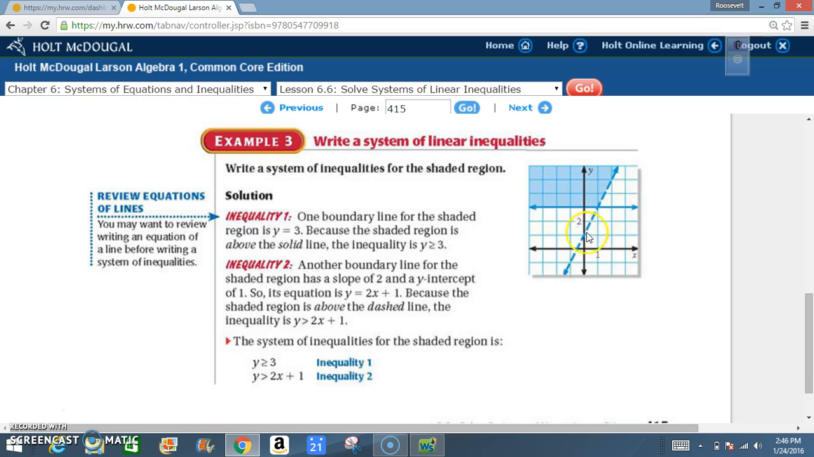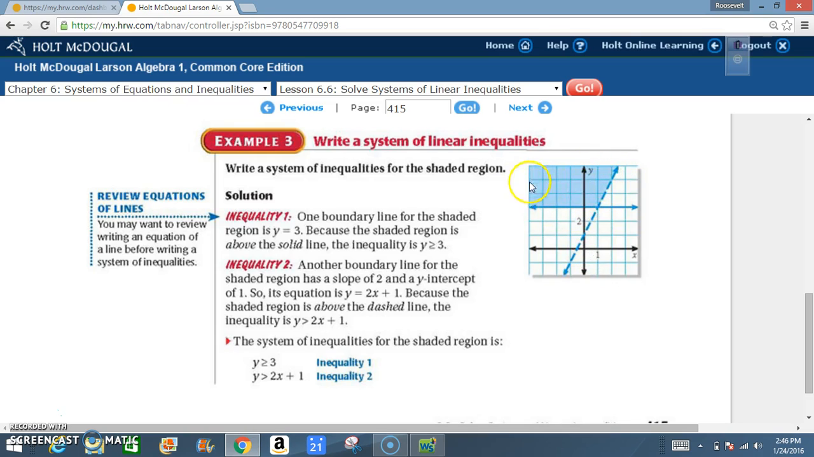Here, we look at our line. We see that our y-intercept is 1. That's how we see that. And we try to determine the slope, and we end up saying 1, 2, 1. So our slope is 2. Now, it doesn't say equal to, so that's why our line is dotted. And it says greater than, so that means we're going to shade above this line, like so.